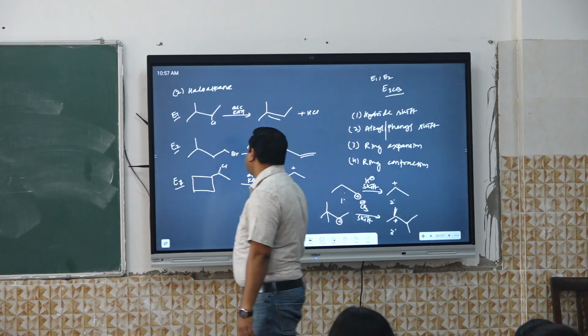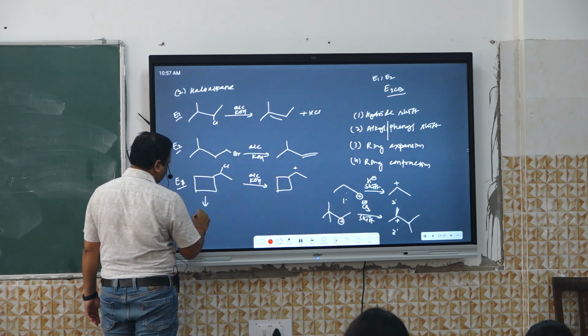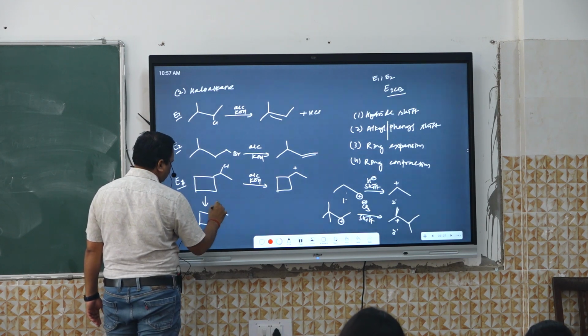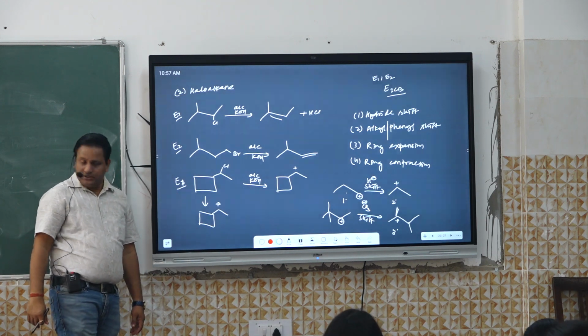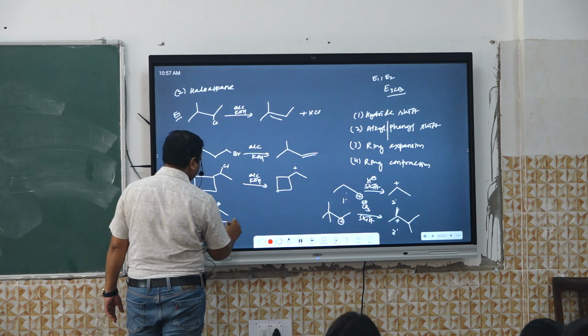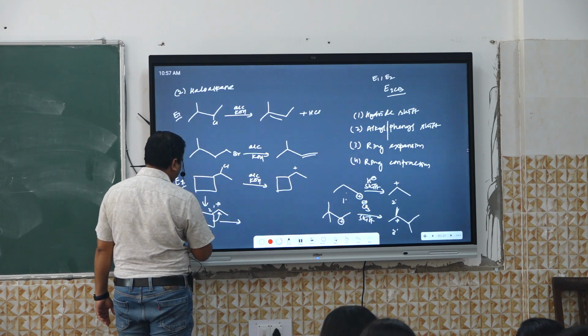Now come back to the question. First, the carbocation will be formed. This is the carbocation. Can it undergo rearrangement? Yes. Put the numbering.